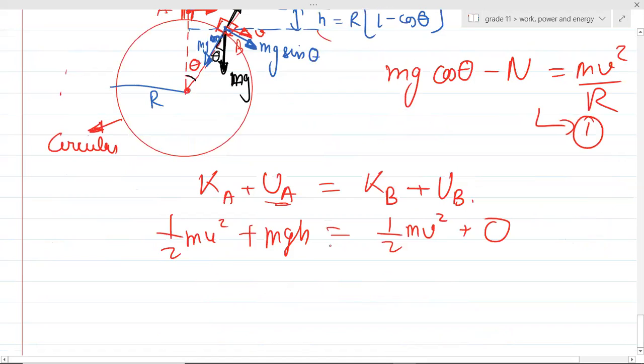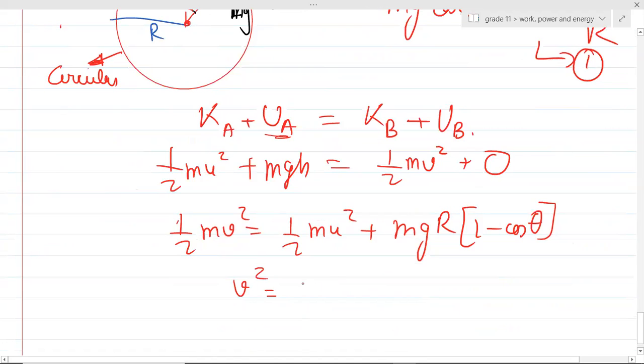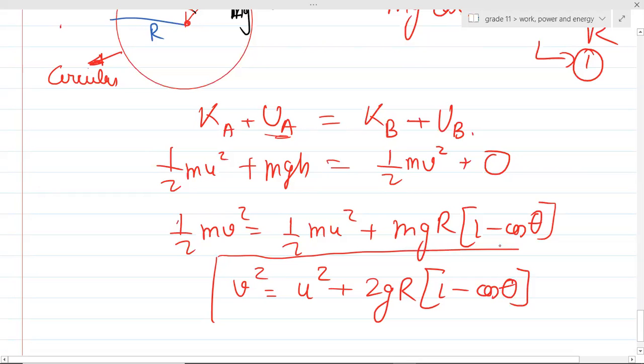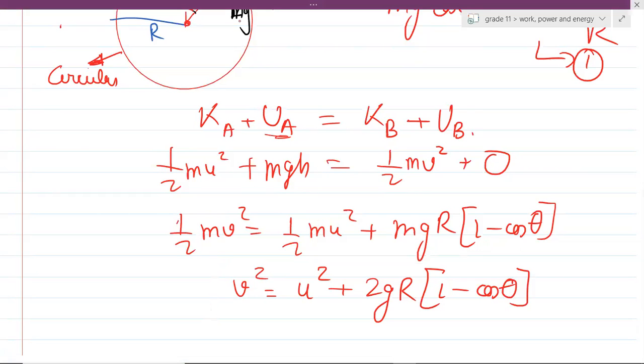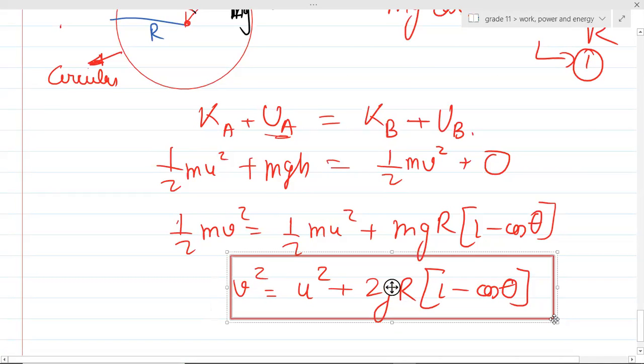So from here, when I solve this, half mv square will be equal to half mu square plus mg into r into 1 minus cos theta. When I solve it further, v square will be equal to u square plus 2gr into 1 minus cos theta. Only difference is, can you see, the whole thing is still the same, but in spite of a minus sign, a plus sign is here. No need to mug up the formulas. I'm still telling you, no need to mug up the formula. You just remember the result.